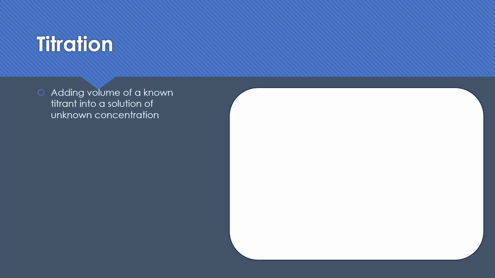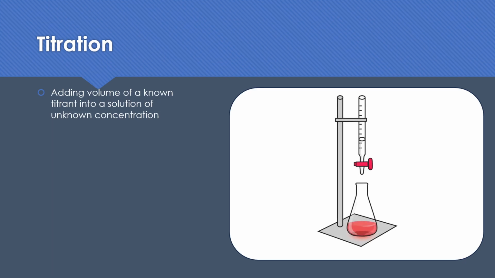Titration is basically adding a volume of a known titrant into a solution of an unknown concentration. This is the equipment that is used for this. This is called a burette, and it's like a graduated cylinder with a nozzle. The stuff in the burette is called a titrant, and the stuff in the flask underneath would be the unknown, and generally you're adding an indicator. An indicator is used to give you a visual indicator as to when the reaction is done.